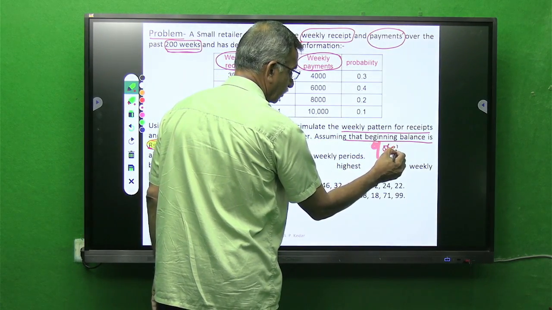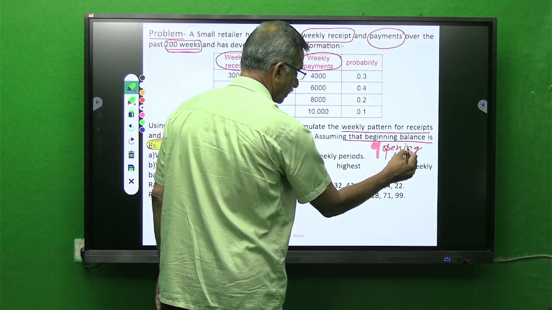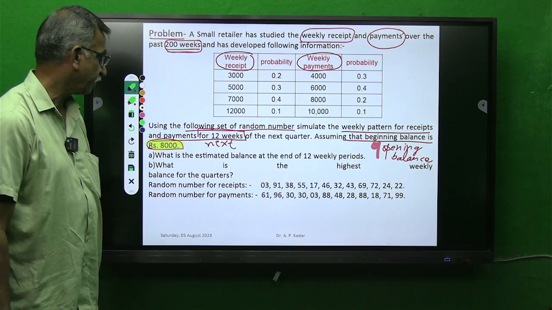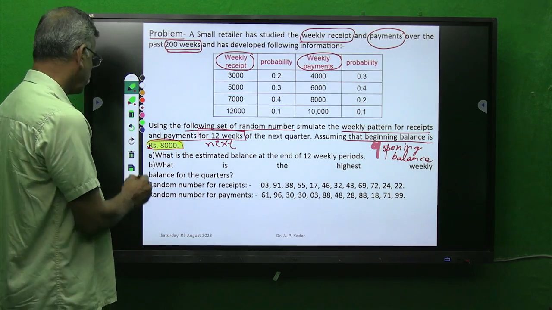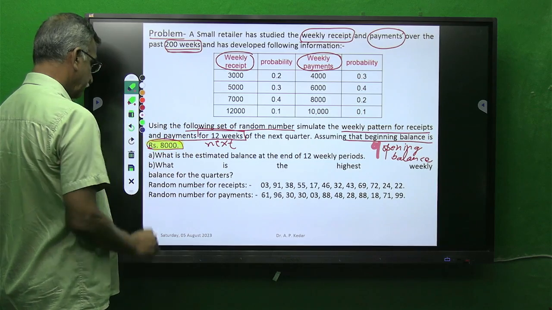and it is nothing but, in the language of accounts, opening balance. Now students, what is asked? That is important. Let's see what is asked.